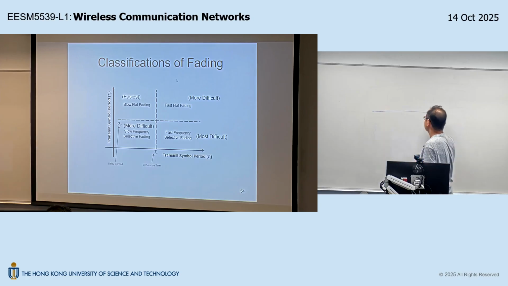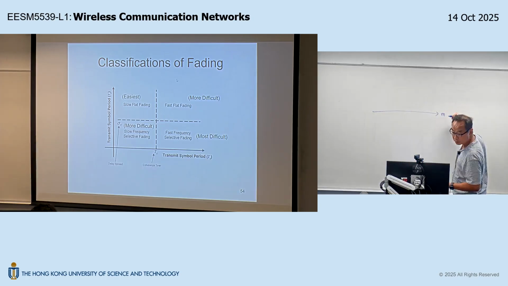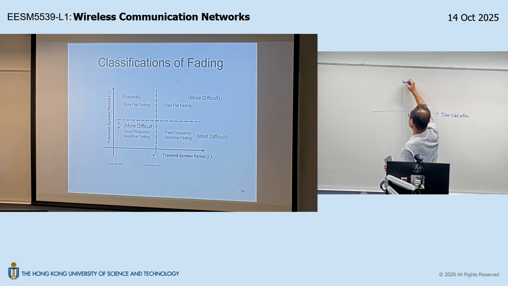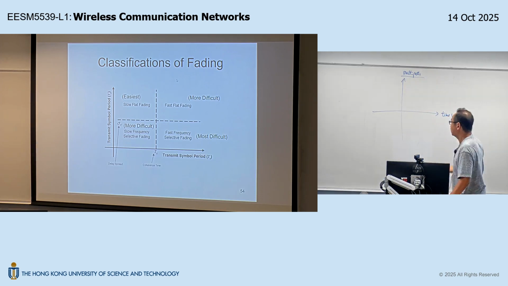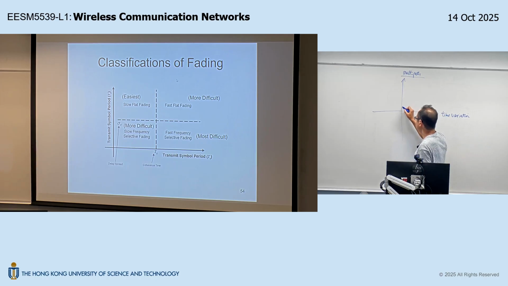This axis is used to measure multipath. In the notes, this is time variation. This axis is to measure the multipath effect. And we need some parameters. So we partition this time variation into two parts. Let's say we define the threshold here. On this side, we call this fast. This is slow.